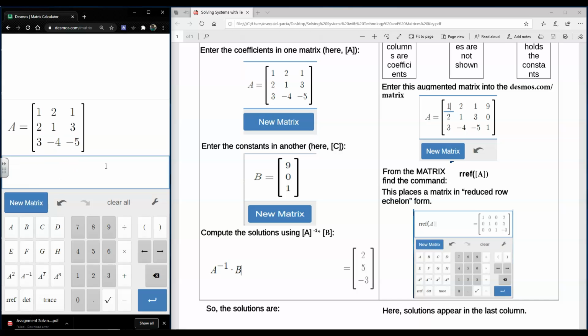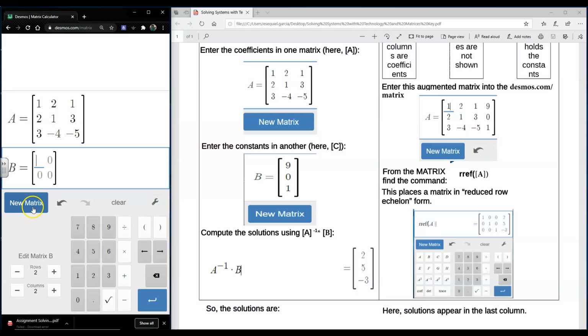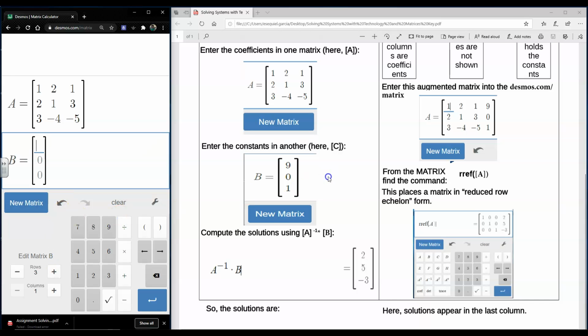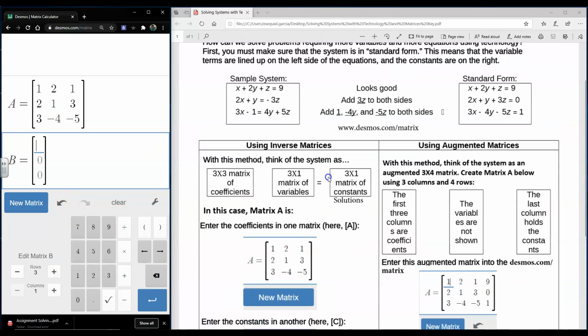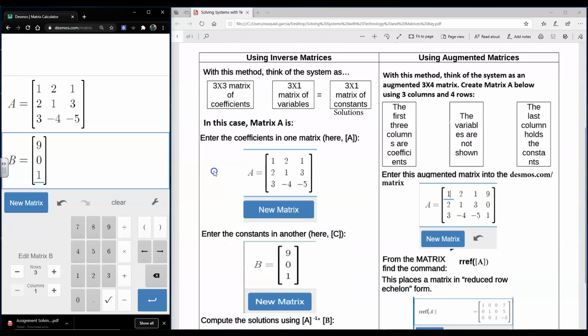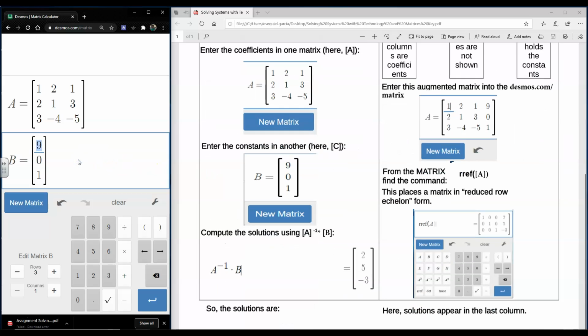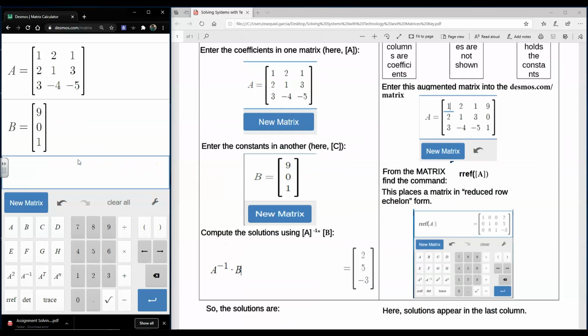And now you're going to create another matrix. In this case, it's called matrix B. So we're going to write new matrix, and this is 3 rows by 1 column. And in this matrix, you're going to write down the answers for these equations. So we have 9, 0, and 1. Okay, so you have both matrices in the system.